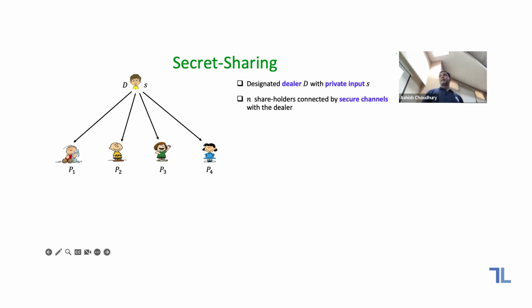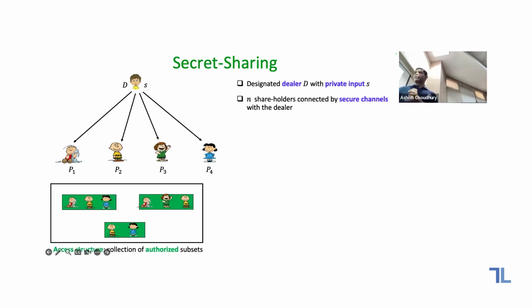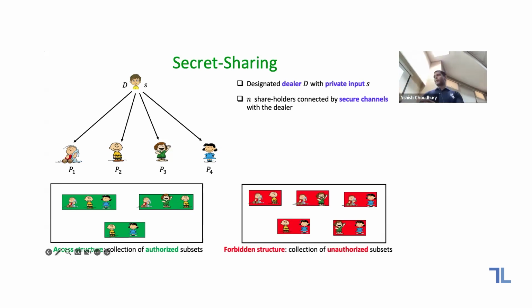So our protocol is based on the notion of secret sharing. So let us first understand what secret sharing is in general. In the problem of secret sharing, you have a designated party whom we call the dealer, and it has some private input S, and there are n shareholders. You are also provided 2 subsets: a subset of authorized sets of people, the green sets here, and the complementary set of subsets of people, which are the forbidden structure or the adversarial sets.